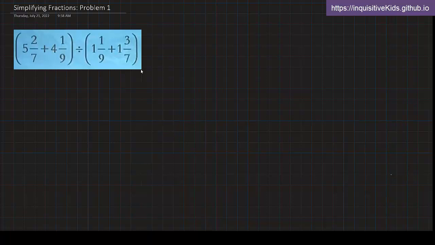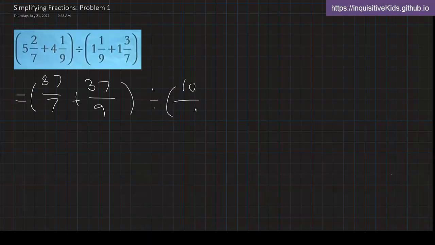So first, when we're dealing with multi-operational fractional calculations like this, we first want to turn the mixed numbers into improper fractions. At least in a lot of cases, you want to do that, in case it's some sort of special case and it's easier to see the problem if you have mixed numbers. So this is equal to 5 and 2/7 is equal to 37 over 7 plus 37 over 9, divided by 10 over 9 plus 10 over 7.